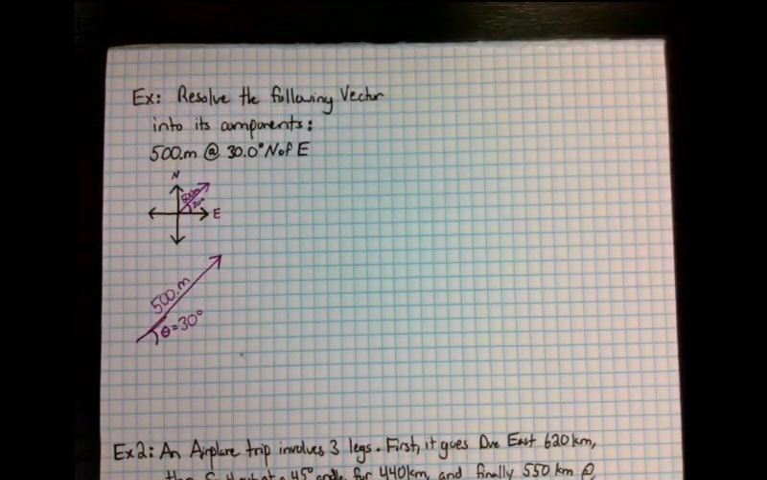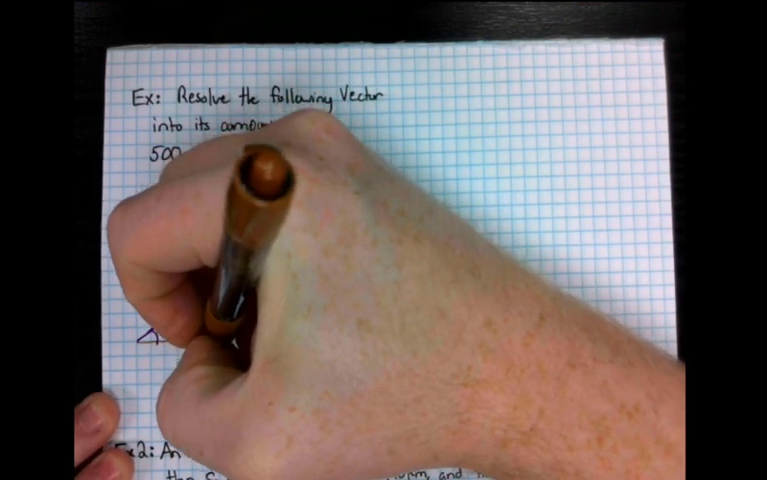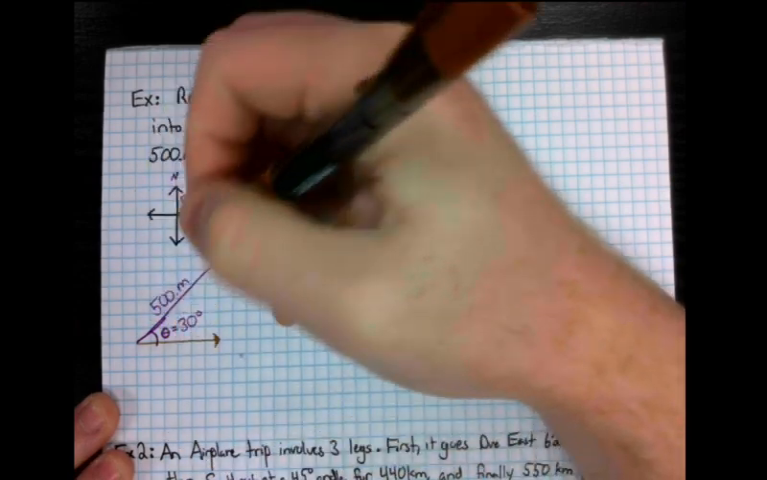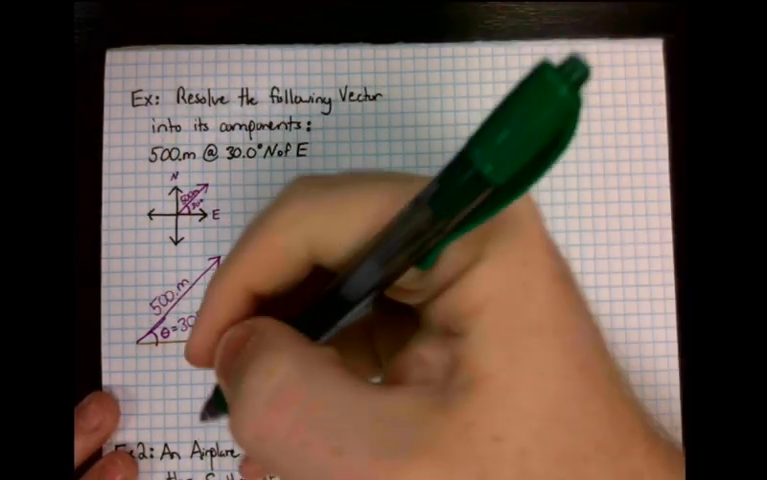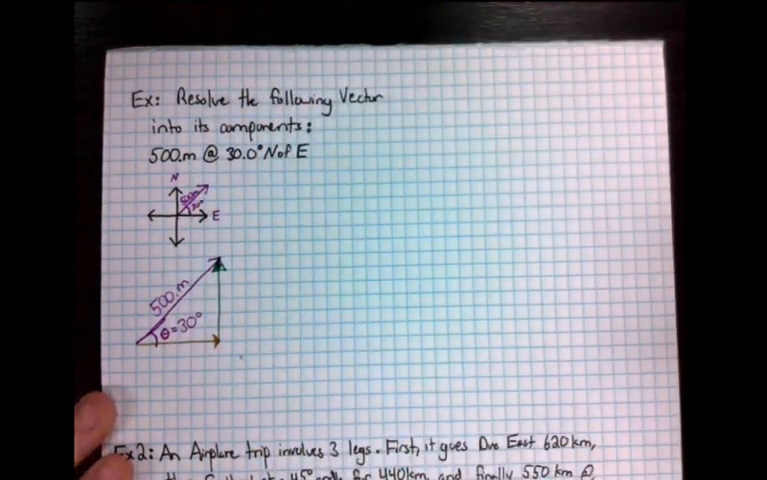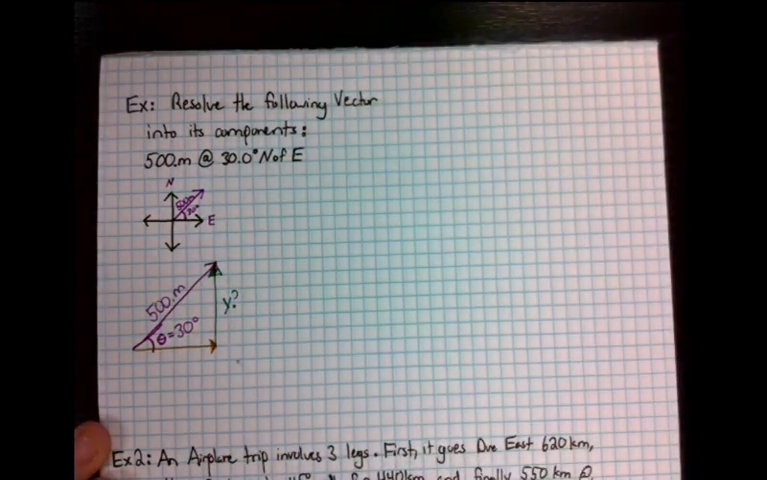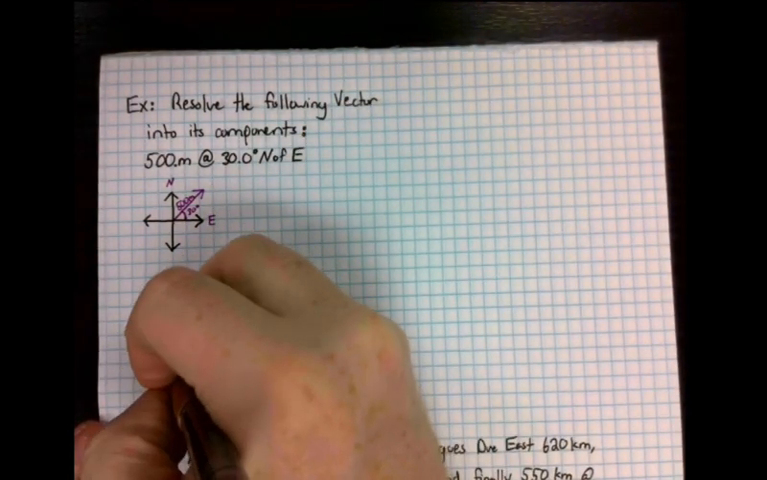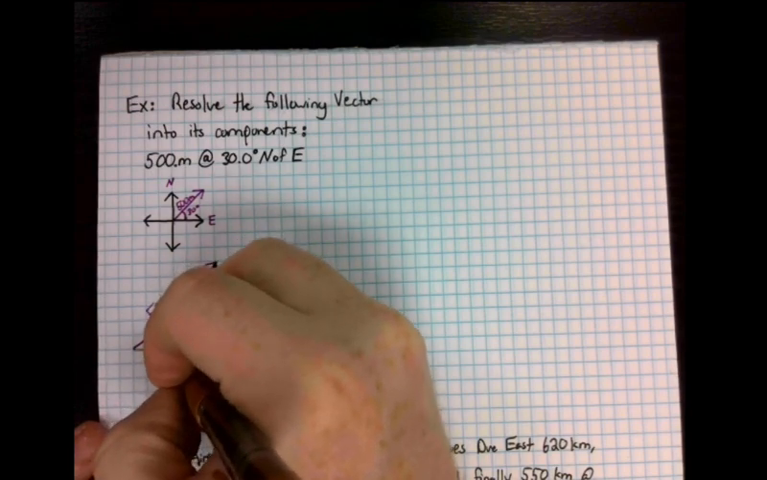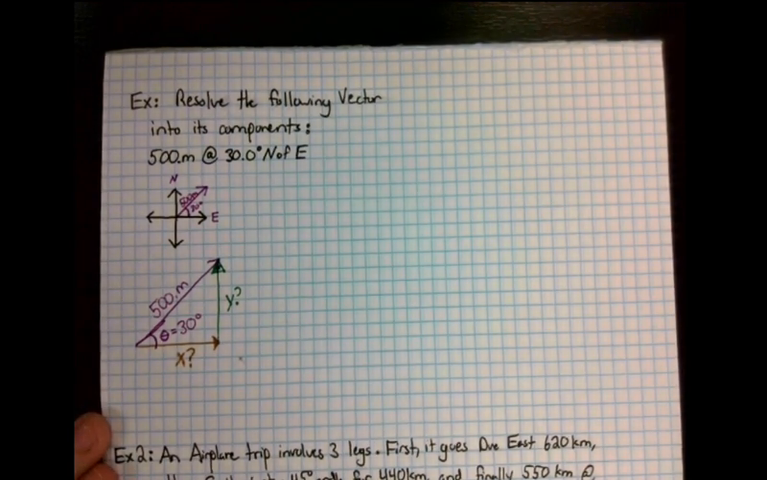And then our vector here is 500 meters. Now, this vector is actually composed of two separate pieces. It has an x component going this direction here, and it's going to have a y component that's going to go this direction here. And so our goal is going to be to figure out what is our y component and what is our x component. That is what the question is asking when it's saying resolve a vector into its components.